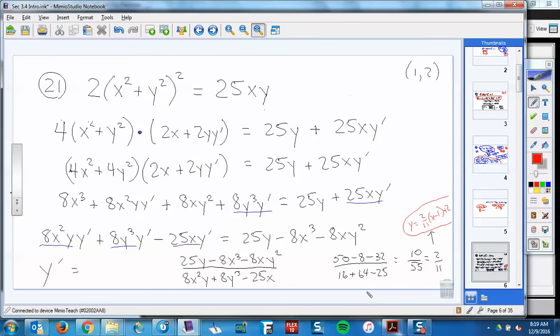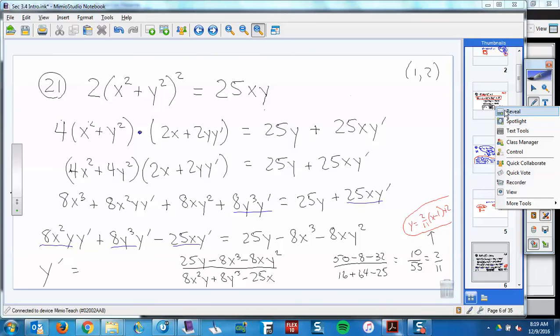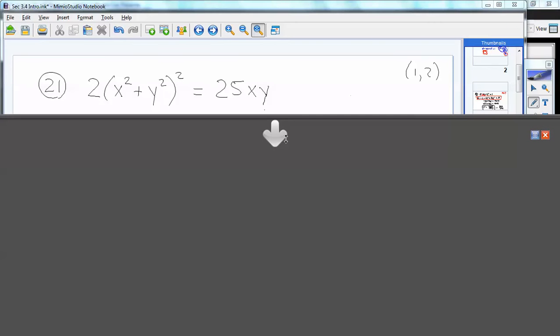Here's 21. Just to go through it a little bit. If this was on the gateway, this would be one of the hard ones, right? This would be one of the hardest ones of the 10. I might pick a hard one for the implicit one.